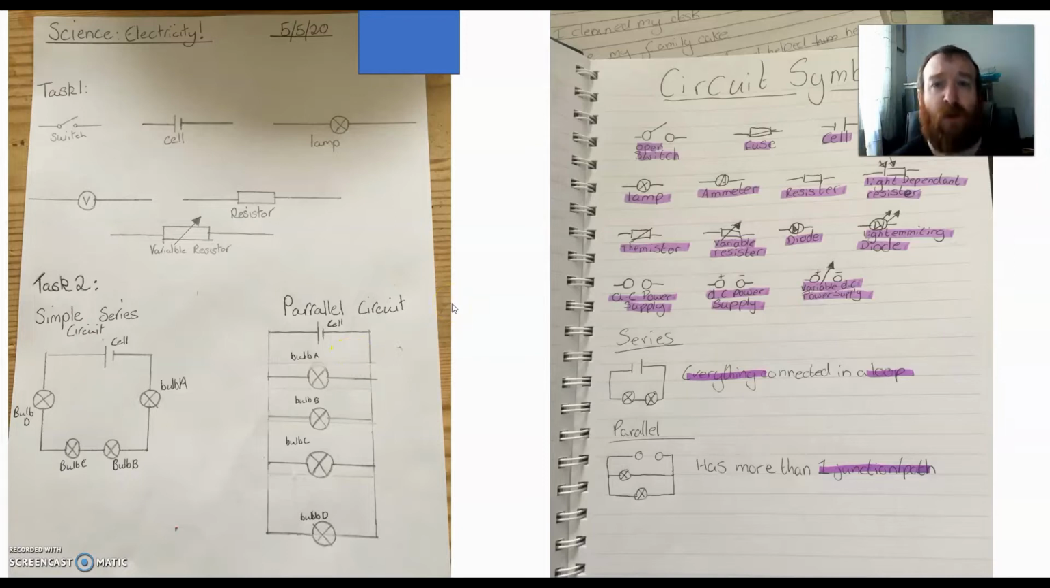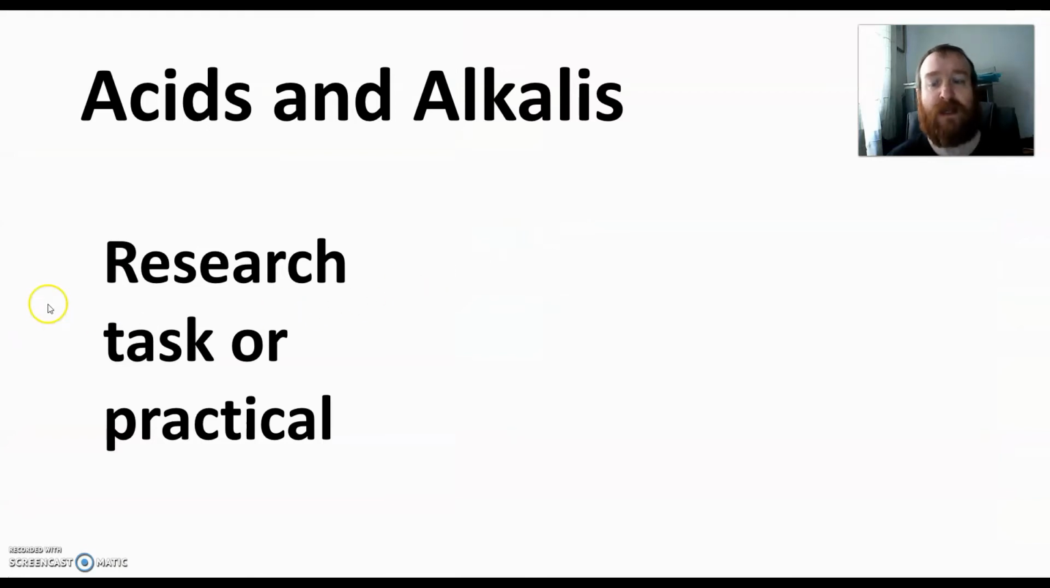This week, we're moving on to acids and alkalis. Now, you're going to have a research task, a written task, or a practical task. You're going to have one of those two things. Some of you are not going to be able to do the practical task. It's going to be too much work to get all the equipment you need. You're not going to be able to do it safely. You're not going to be able to get a red cabbage. You're not going to be able to get the actual equipment that you need to do it. If you can't do the practical, that's fine. There's no bother. You're going to have to do the research task instead.